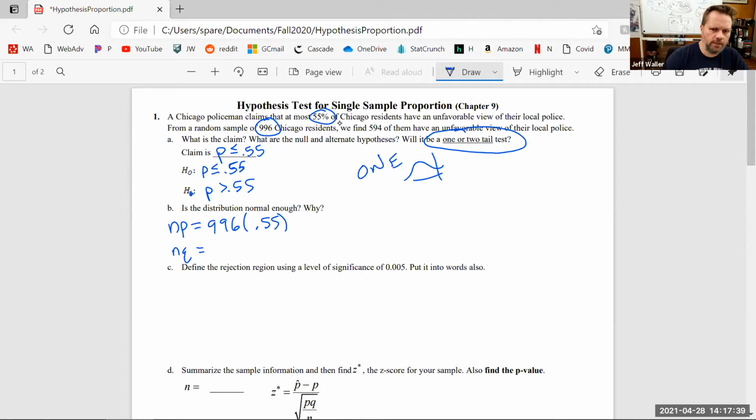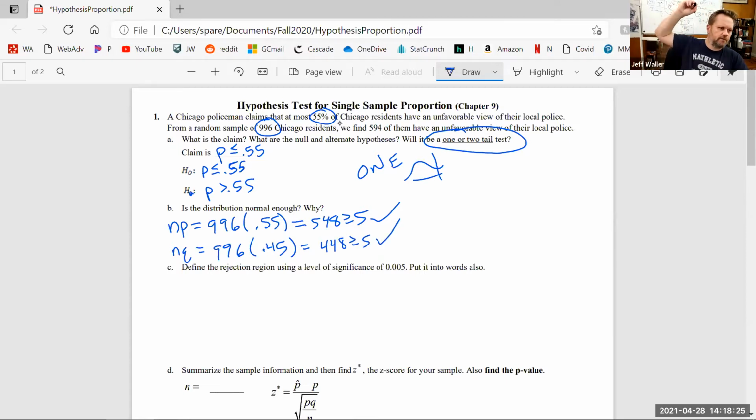All right. And what is np? About 547.8, so 548. That's at least 5. Check. And then I have to do n times q. What's q going to be? 0.45. So what is n times q? I believe it's going to be 448. Yep. Greater or equal to 5. Check. So what does that mean? It's normal enough.